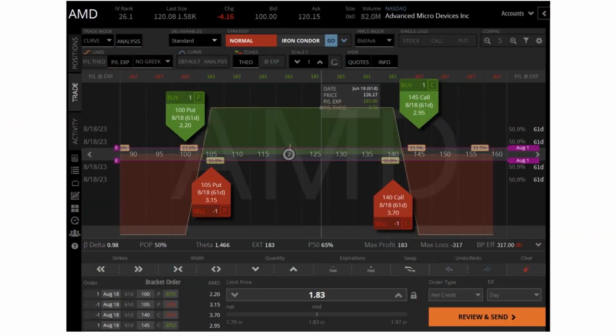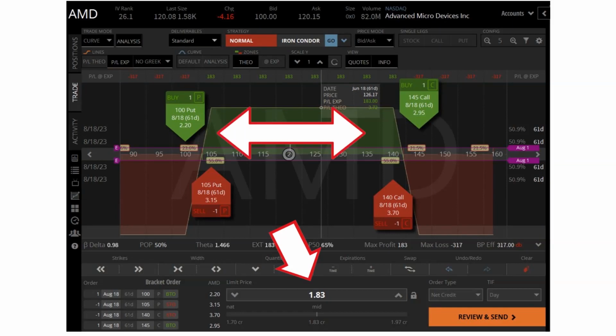Switch to the curve mode and we see we collect $183 for placing this trade. As long as the stock price that is currently at 120 stays between 105 and 140 in the next 61 days, we keep the $183 collected up front when we place the trade. You can see this is a pretty large profit range in the green. This trade only utilizes $317 in buying power. In other words, that's the amount that you would need to have in your account to place the trade.